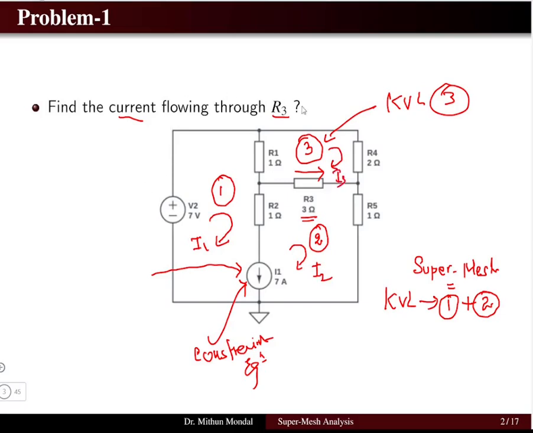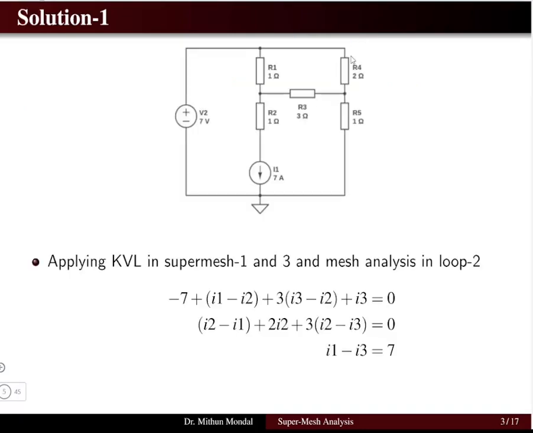So our final thing is that we have to determine the current that is flowing through resistor R3. We can know that from here, since resistor R3 is common between mesh 2 and 3, so taking the mod of I2 minus I3 will be the current flowing in resistor R3, because we don't know whether the current in mesh 2 is more or the current in mesh 3 is more. So let us see the solution in detail.